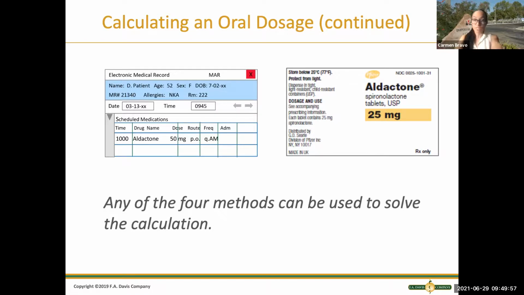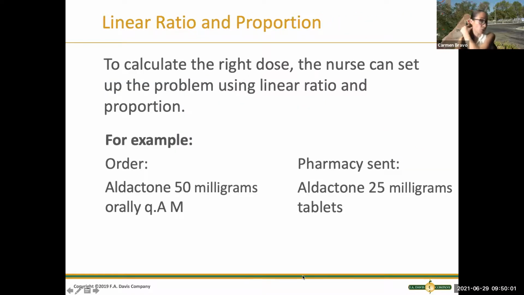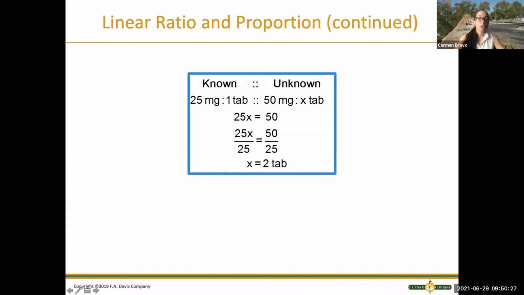With this same information, I'm just going to show you how we normally do it with the other methods. We have the linear, ratio and proportion. To calculate the right dose, we can set up the problem using the linear method. So this is the order, and this is my supply, and it says in the dosage strength 25 milligrams per tablet. With the linear method, you write what you know on one side and what you don't know on the other side. What you do know is the dosage strength, 25 milligrams per tablet. And what you don't know is how many tablets you are going to give for 50 milligrams, which is the doctor's order.